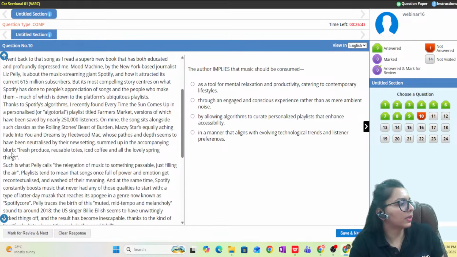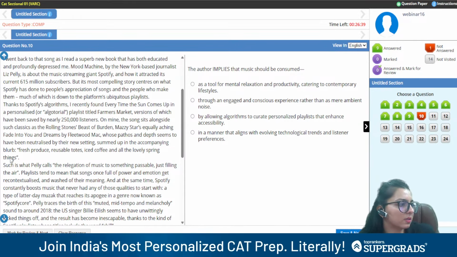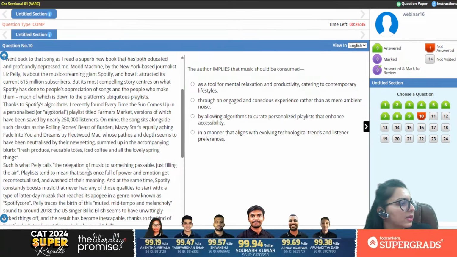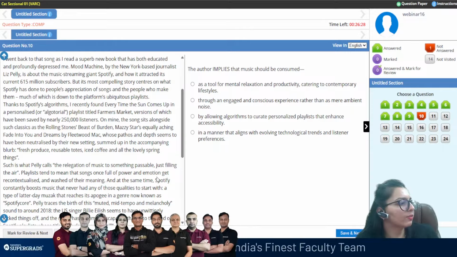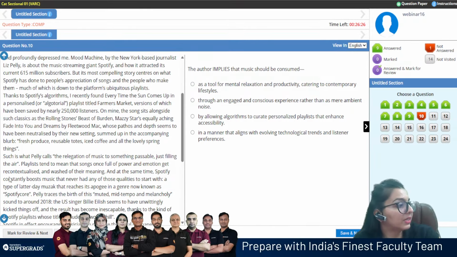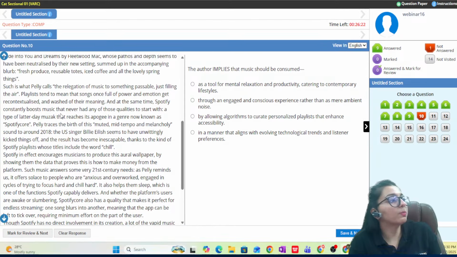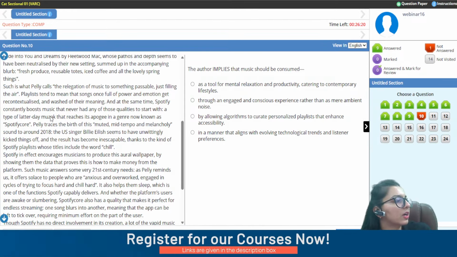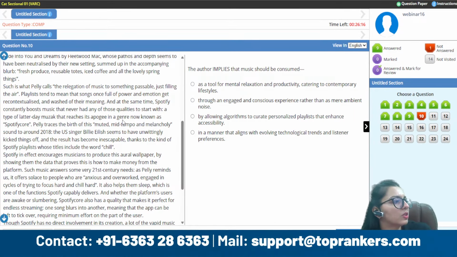Summed up in the accompanying blurb: fresh produce, reusable totes, iced coffee, and the lovely spring things. Such is what Pelly calls the relegation of music to something passable, just filling the air. Playlists tend to mean that songs once full of power and emotion get recontextualized and washed of their meaning. And at the same time, Spotify constantly boosts music that never had those qualities to start with. A type of latter-day music that reaches its apogee in a genre now known as Spotify core.